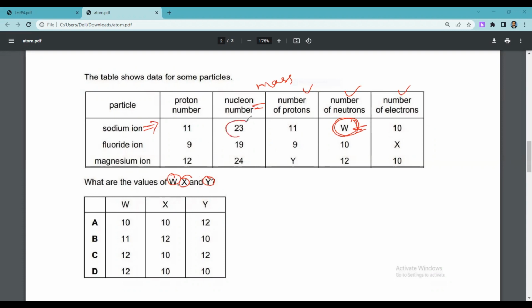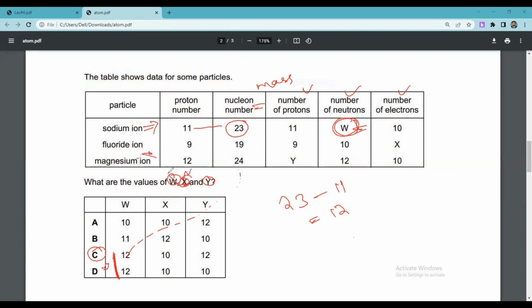The nucleon number of the sodium ion is 23 and its proton number is 11. It means that 23 minus 11 is equal to 12. It means that the value of W is 12. So our correct option will be C, or it can be D. In these two options we will find our answer.